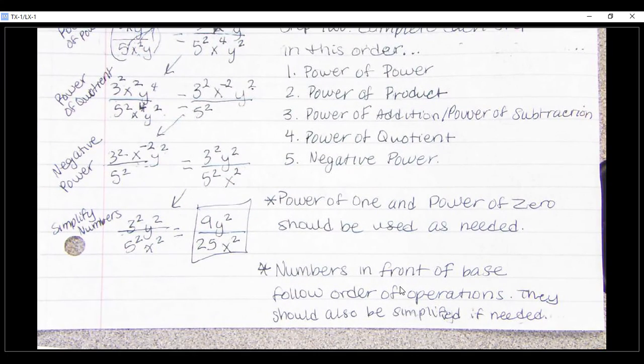So that was one problem, but we really stretched out that problem by going step by step in order to see how it is going to be done. Remember to complete each step in the order of power of power, power of product, power of addition, subtraction, power of quotient, negative power. Power of 1 and power of 0 should be used as needed. And the numbers in front are going to be solved depending on the problem. Sometimes they're solved earlier, sometimes they're solved later. It's pretty much on an as-needed basis. But remember that they follow the operations that they are told.